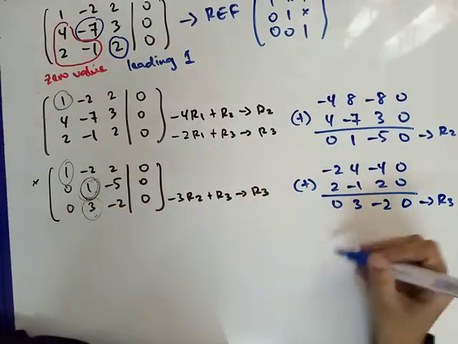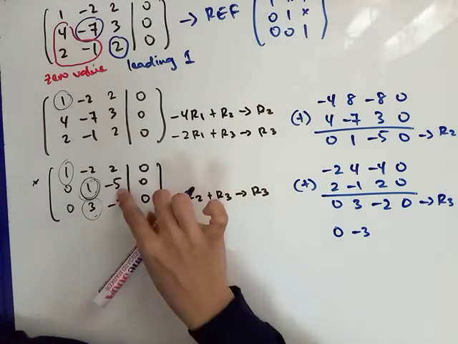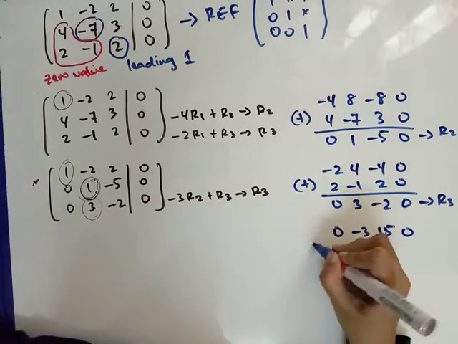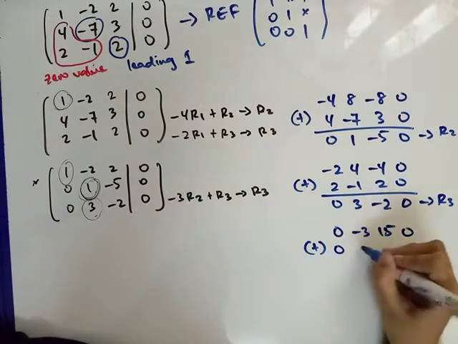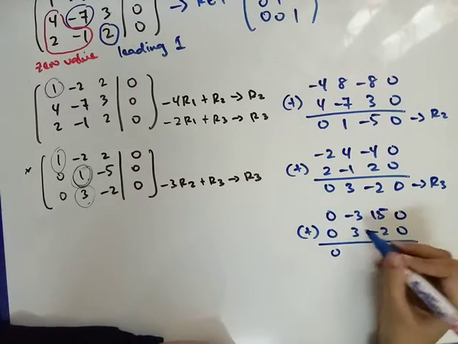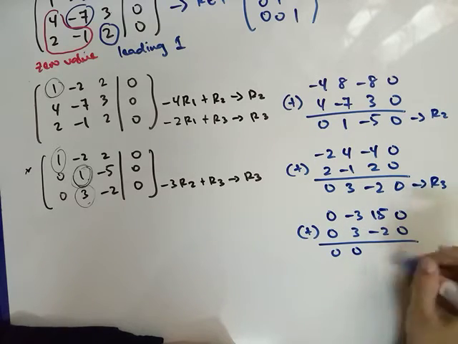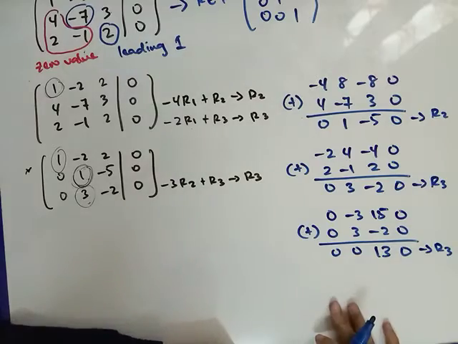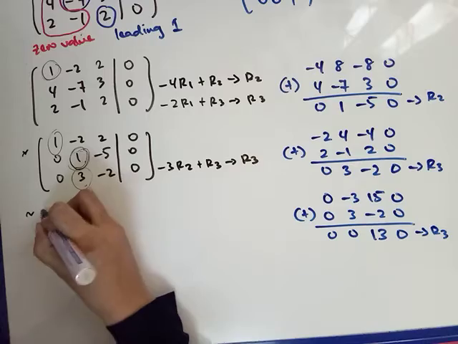So negative 3 times 0 we get 0. Negative 3 times 1 we get negative 3. Negative 3 times negative 5 we get 15. Negative 3 times 0 you get 0. Plus row 3. So 0, 3, negative 2, 0. Then you need to solve. This is 0, negative 3 plus 3 you get 0. 15 minus 2 we get 13. And then this is 0, which equals row 3.